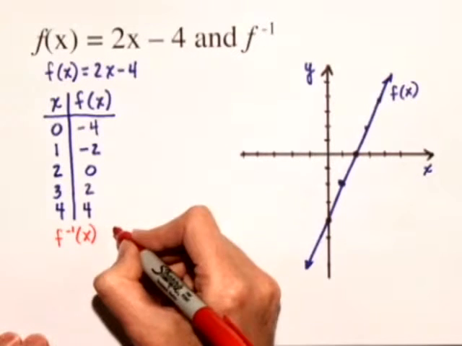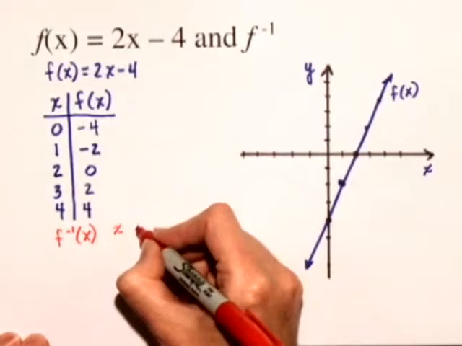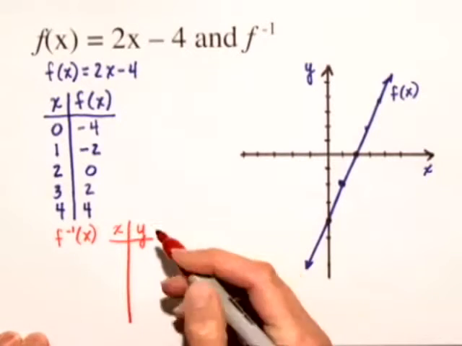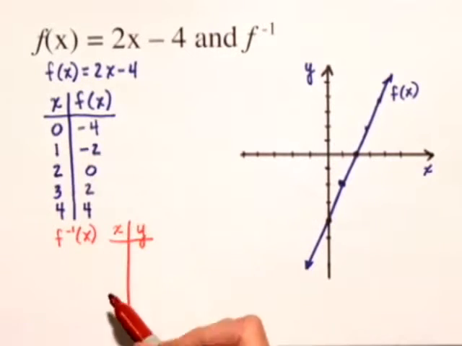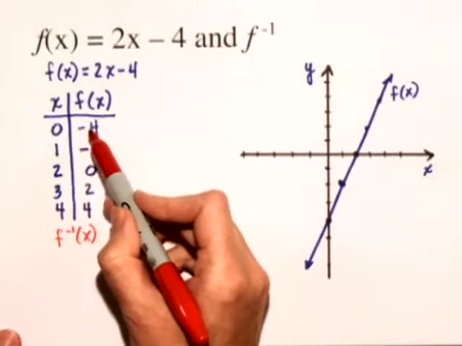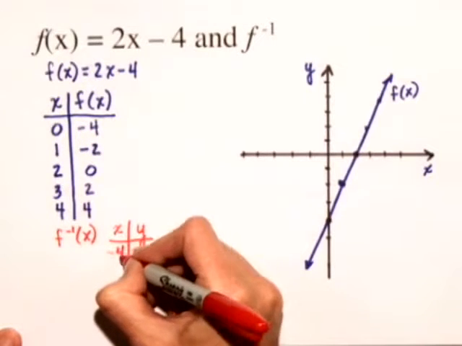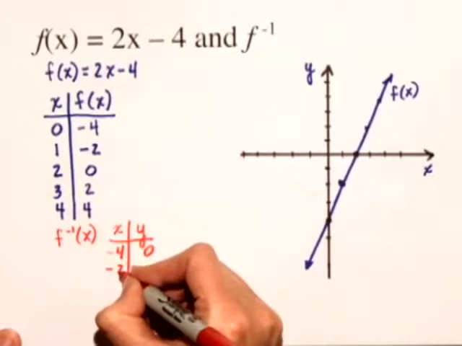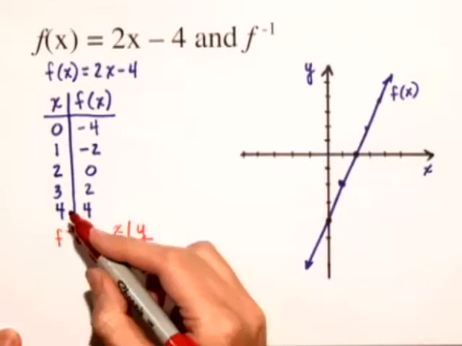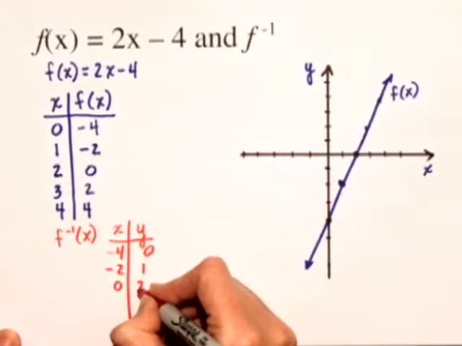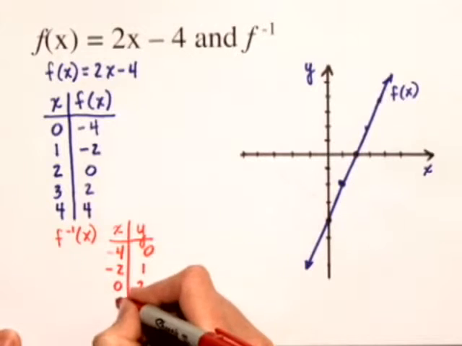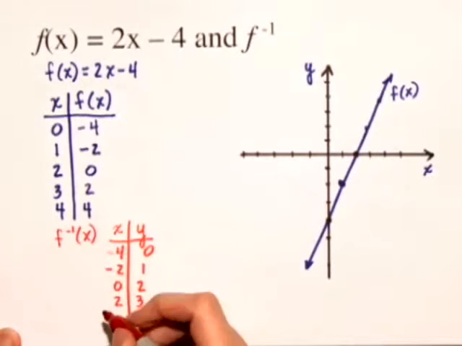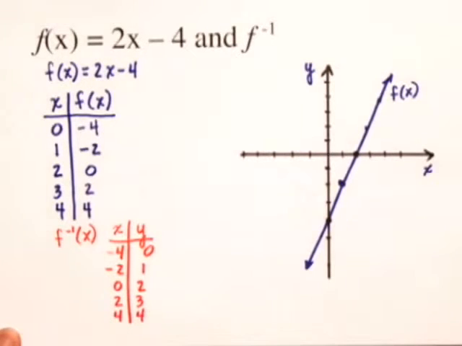Let me show you in a chart. Let me go ahead and put the x and y coordinates for the inverse function right here. So we're simply going to switch the x and the y values. So instead of having the point 0, comma, negative 4, we'll have negative 4, comma, 0. Instead of 1, negative 2, we'll have negative 2, 1. Instead of 2, 0, we'll have 0, 2. Instead of 3, 2, we'll have the point 2, 3. And finally, 4, 4, when we switch it, is still 4, 4.